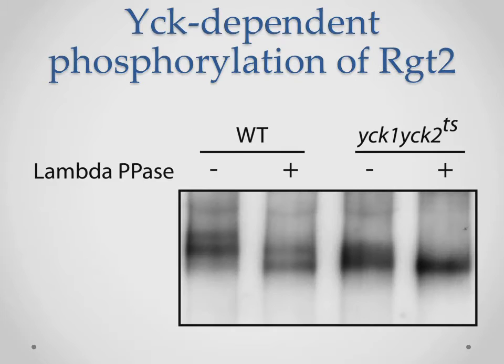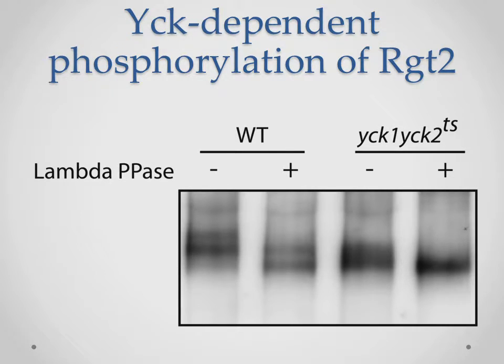So we investigated that by doing some phosphatase assays, where we grew up the cells in glucose and then took a sample and had an untreated and then treated another sample with lambda phosphatase. And what you can see in the wild type is this distinct mobility shift upon treatment with lambda phosphatase, which is absent in these YCK1-2 TS strains. So what we think we discovered is a YCK-dependent phosphorylation of RGT2.